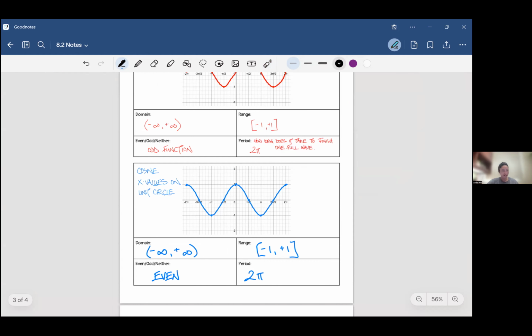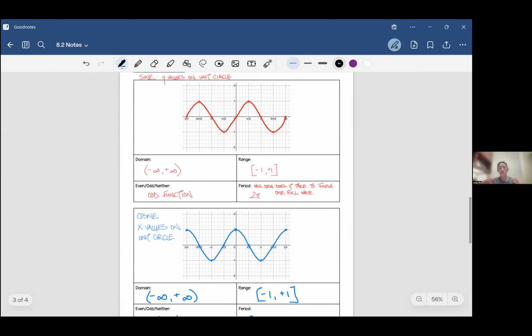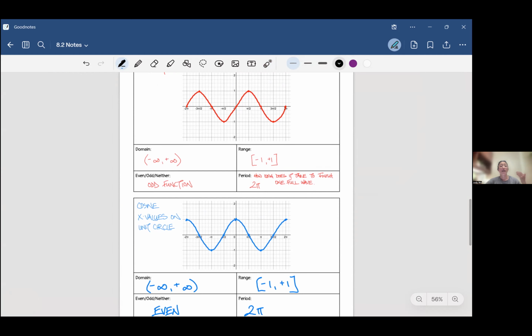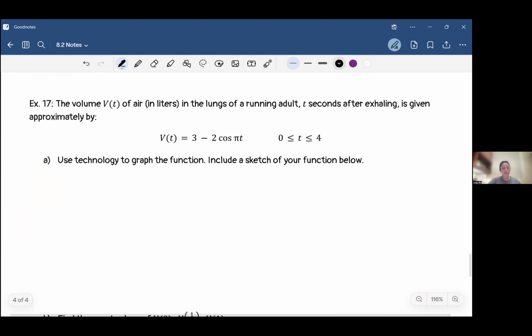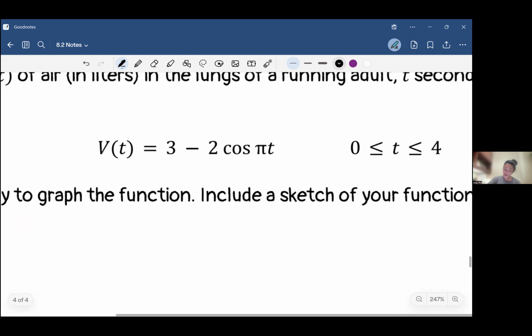Okay. All right, so the good news is we really just need to know what they look like, all right? Most of the time, I'm going to give you a graph, or you'll be able to graph it on Desmos and then kind of use that to look at it, okay? So let's take a look at our example for this. So example 17 says the volume V of T of air in liters in the lungs of a running adult T seconds after exhaling is given approximately by this function.